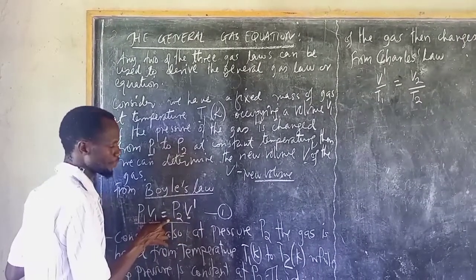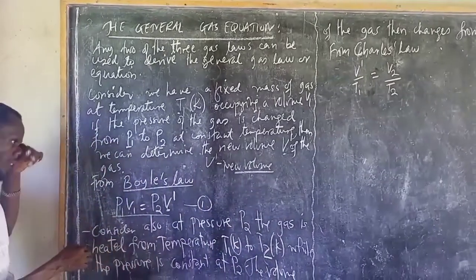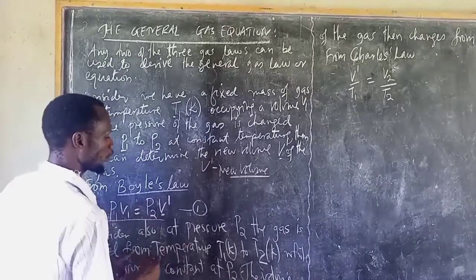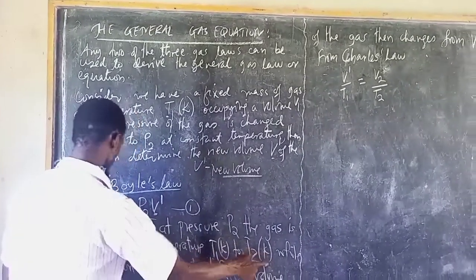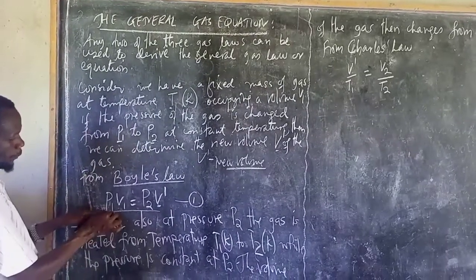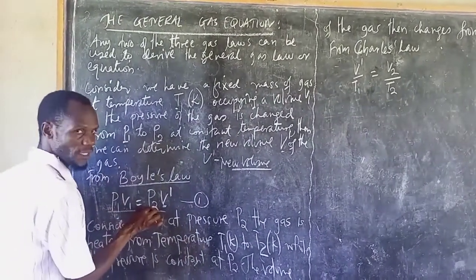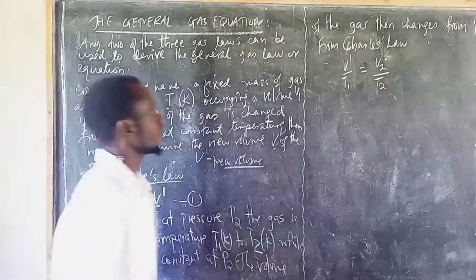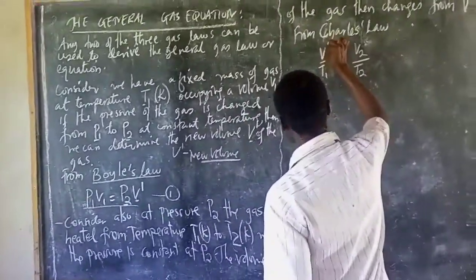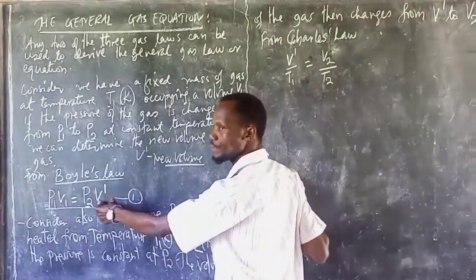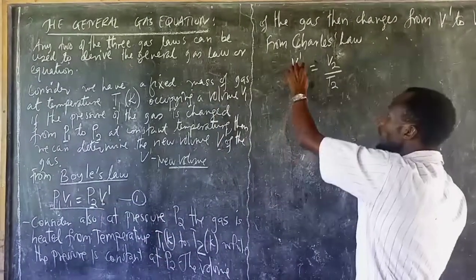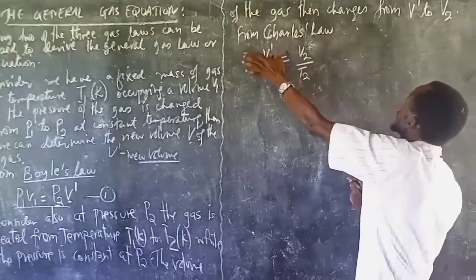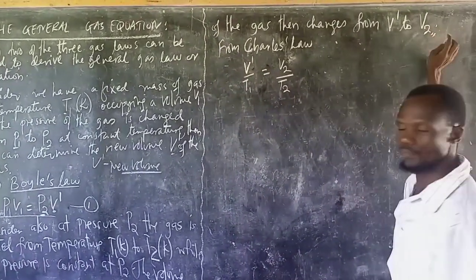Here it is. But consider also the gas at pressure P2 is heated from this temperature to this one, while the pressure is constant. If now you keep the pressure constant, the second pressure that you have obtained, according to Charles' law, you will have the first volume, the new volume from Boyle's law. Now this volume will be changed to a new volume.